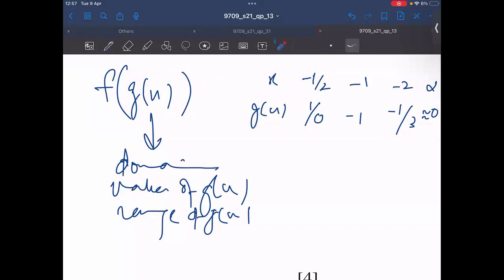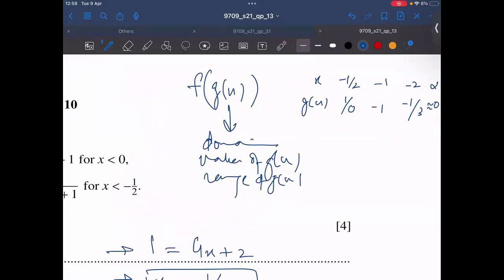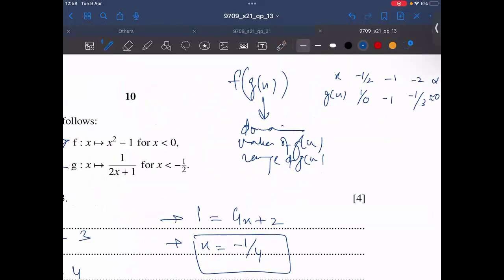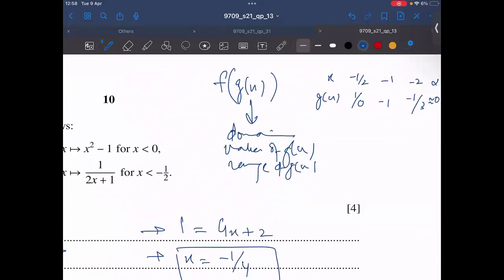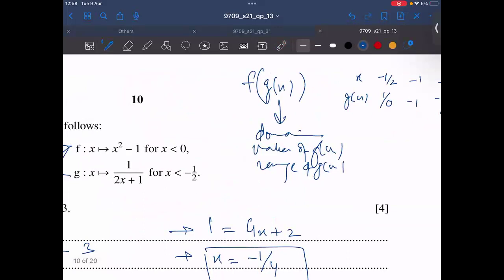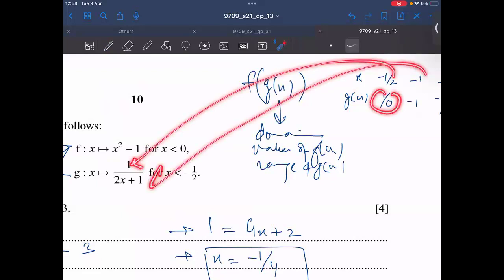So now, how did you find the domain? How did I find the domain? By substituting minus 1 by 2 in the equation of g of x. You would get one answer, not two answers. Minus half, we're going to substitute, it becomes 1 over 0, then minus 1, and like that.